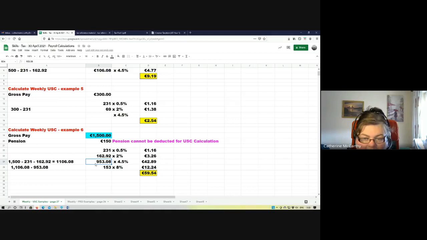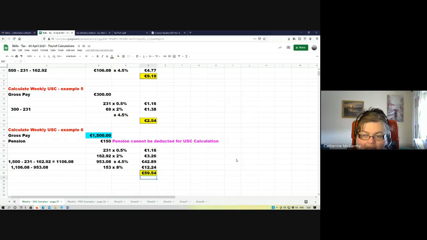But my third band for my USC weekly is 953.08. So it'll be 953.08 by 4.5%. And then the balance, 1106.08, which is what I had left here, minus the third band of 953.08. That leaves me with 153 at 8%, which is €12.24.